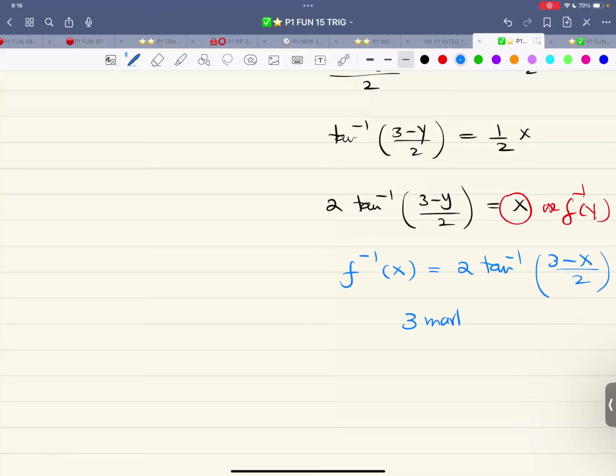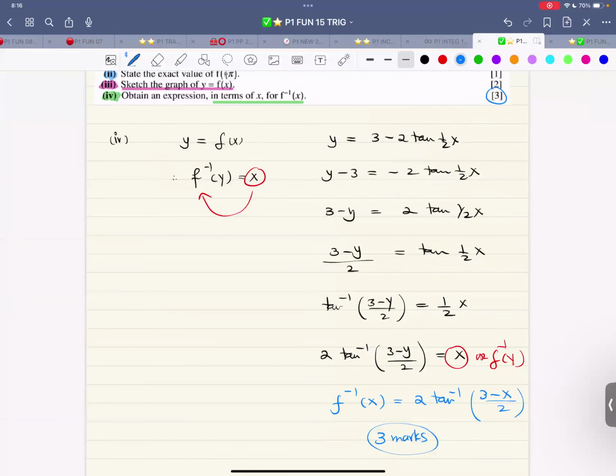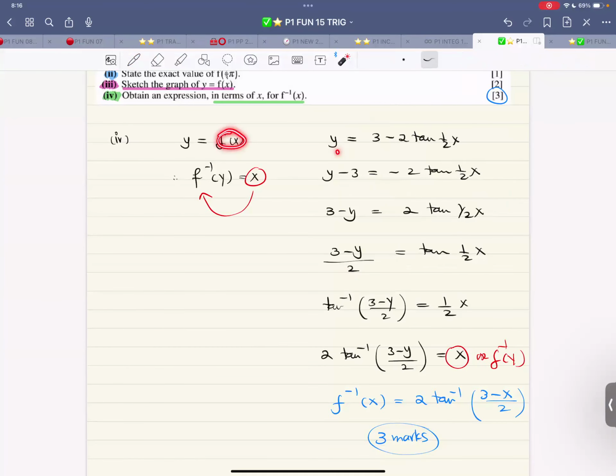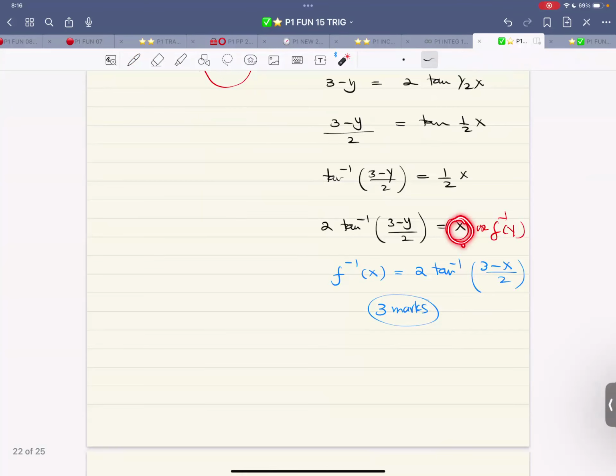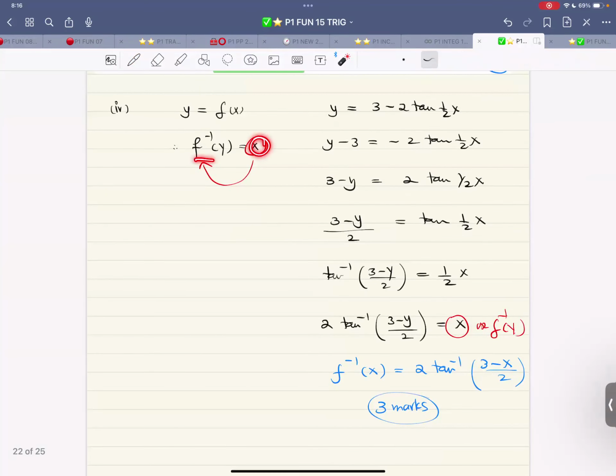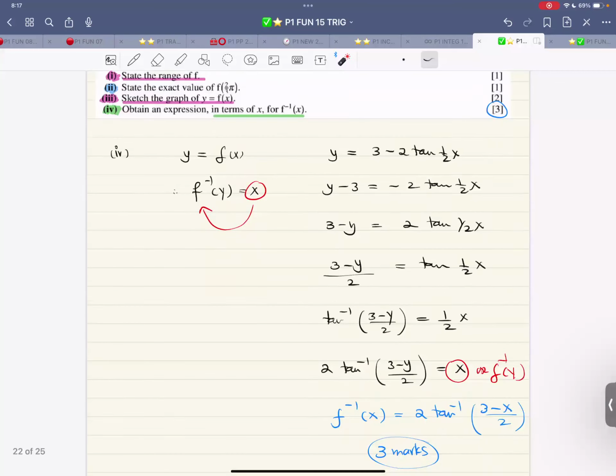So this is 3 straightforward marks, provided you know the steps. Go through the steps once more. You replace f(x) with y. You make x the subject. Step by step, show every single detail. Once you achieve x, what is x equal to? f inverse y. And this is just change of variable. So all good, all clear?